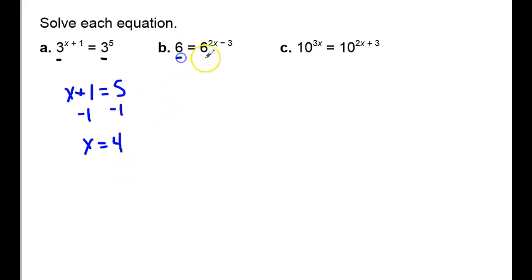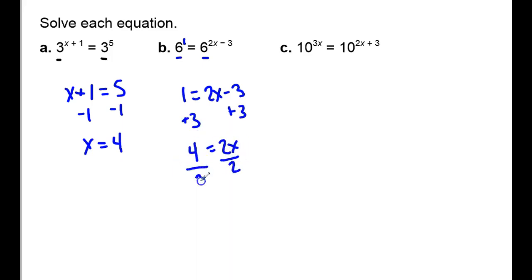I've got 6 equals 6 to the 2x minus 3. Well, this one doesn't have an exponent, so what do I do? Well, I know that if I don't see an exponent, my exponent is 1. So then I can set up my equation: 1 equals 2x minus 3. The first step to solve for x is I add 3 to both sides. So 4 equals 2x. Then since I'm multiplying, I undo that multiplying by dividing. And so I end up with 2 equals x. And I fully simplify that.